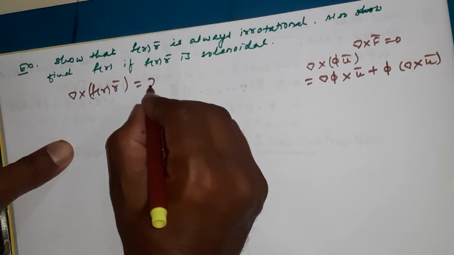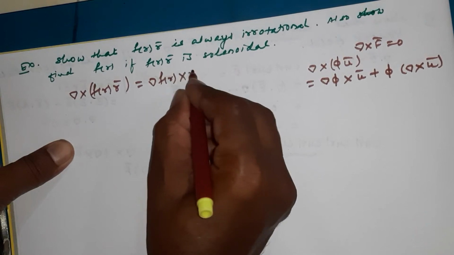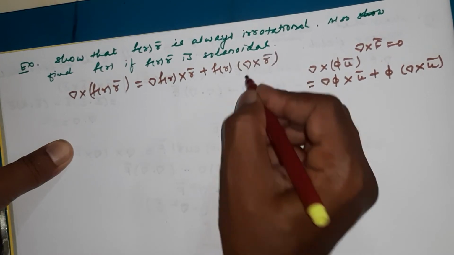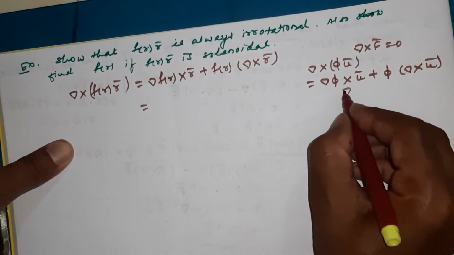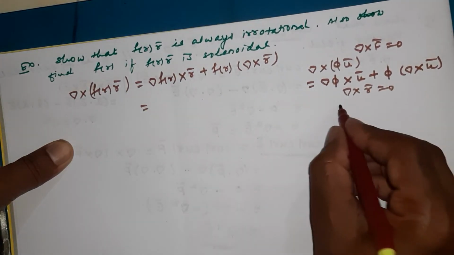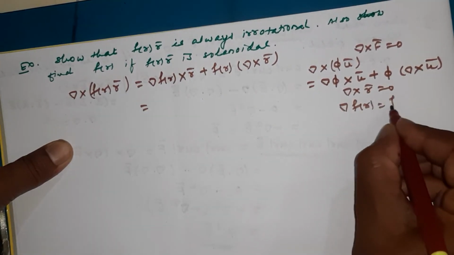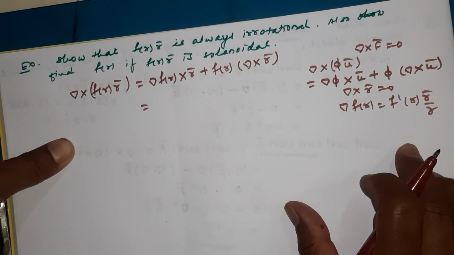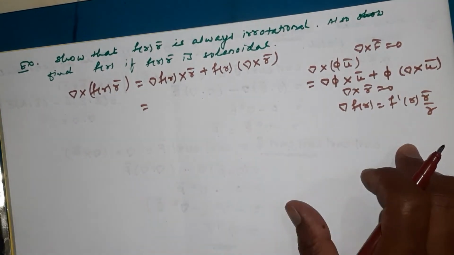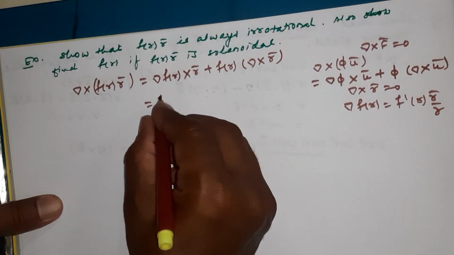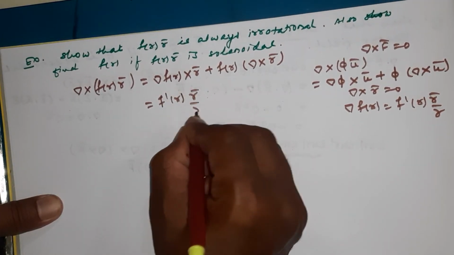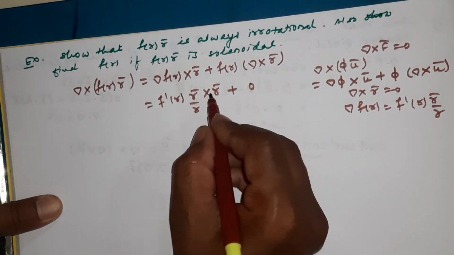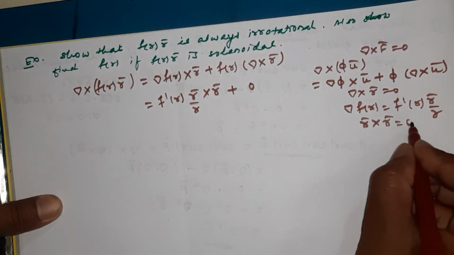So what I get here is del of f of r cross r bar plus f of r as it is, del cross r bar. But del cross r bar is 0. And del of f of r is f dash of r into r bar upon r. Everybody knows it, right? If you have learned the previous videos, then definitely you know this concept. So here f dash of r into r bar upon r cross r bar, and this is 0 because r bar cross r bar, the cross product of the same vector, is also 0.